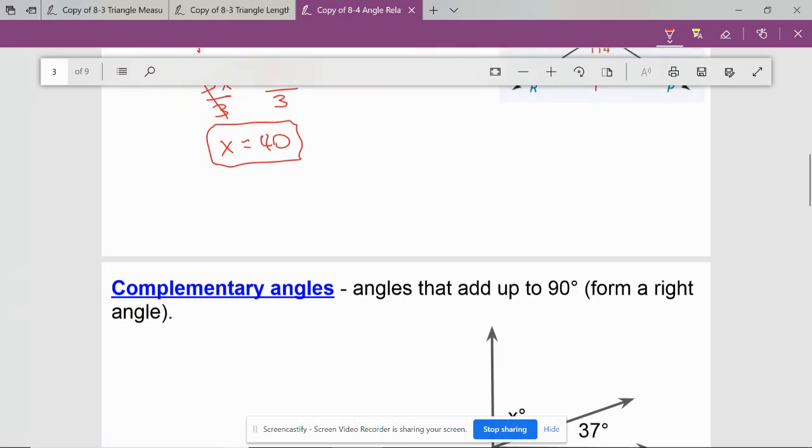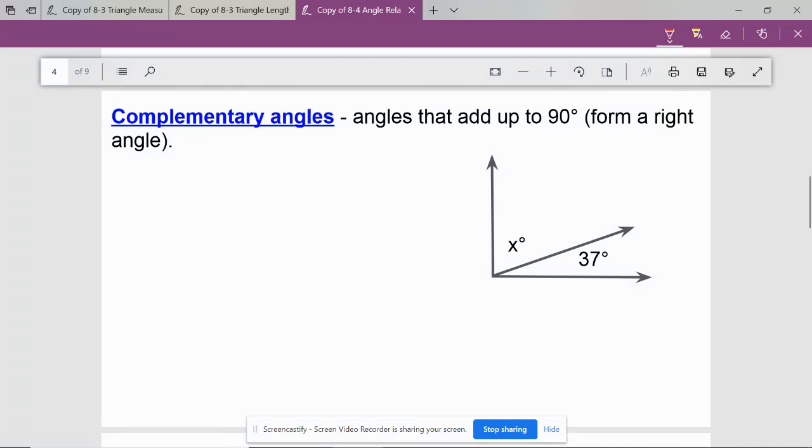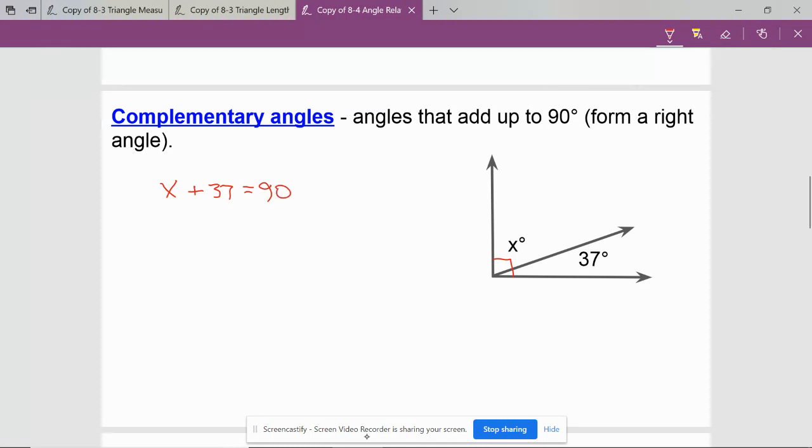So let's talk about complementary angles. Complementary angles are angles that add up to 90. Again, remember when we see that square? That forms a right angle. That's 90 degrees. So it's saying here that these two angles, angle x and the angle that's 37 degrees, are going to equal 90. If we were to write this out as an equation, we'd put x plus 37 equals 90. Then we would just solve that. We'd minus 37 to get rid of those, so x would equal 53 degrees.